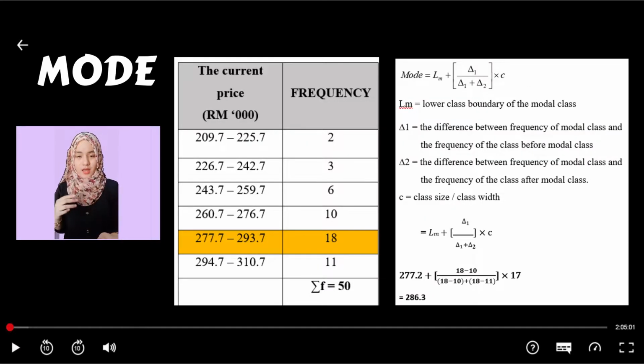In the mode part, there are only two columns, which are classes and frequency. First, we need to see the highest frequency, which is 18. And then take a look at the lower class, which is 277.7. To get the lower modal class boundary, 277.7 minus 0.5, and the answer is 277.2. And here is the solution, and the final calculation for the mode is 283.6.